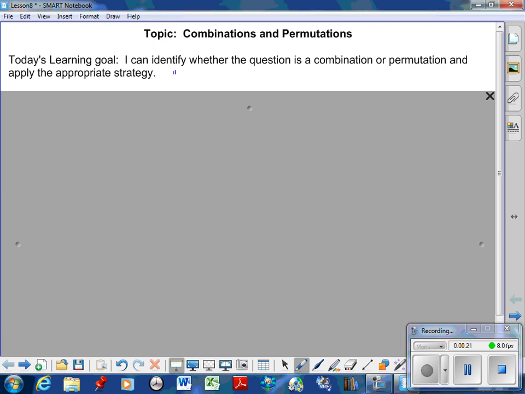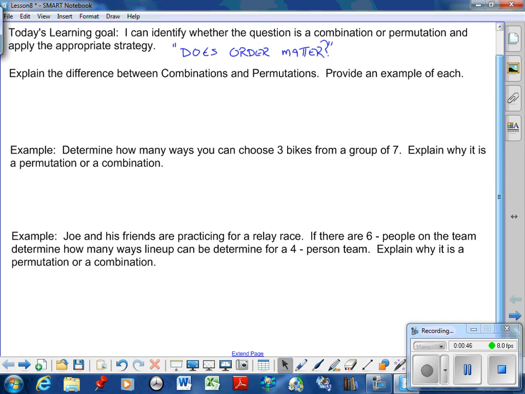This is what you have to ask yourself, every example, every homework question, every test question: does order matter? If you can remember to ask yourself this question every time, including Unit 2, because we do need all these skills for Unit 2, that's the question that will make you successful. So let's look at them.